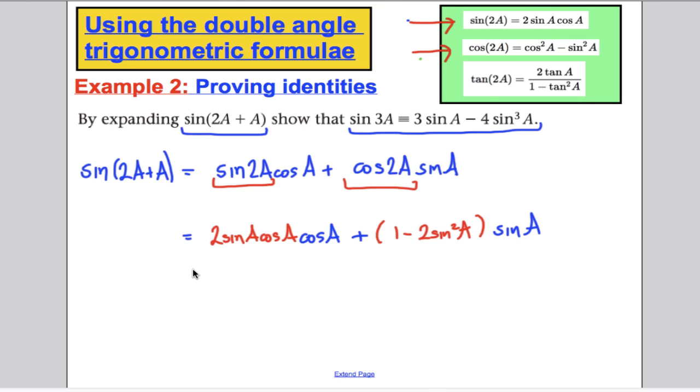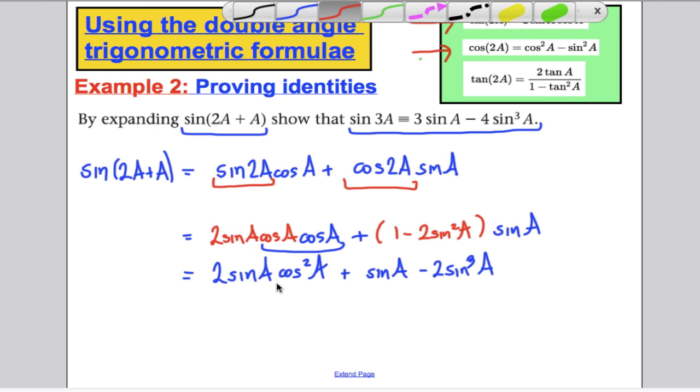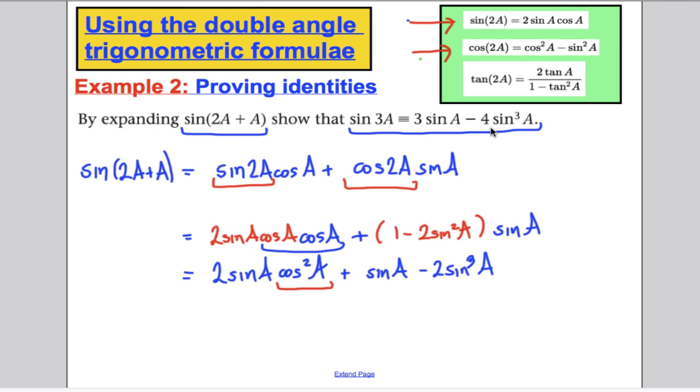Now it's time to expand out. We would use 2 sine a, and we've got cos squared a here. This times this would give me cos squared a, and then here we would have plus sine a minus 2 sine cubed of a. Now we're looking fairly good. The only thing that's causing us a bit of issues is this here. We don't want cos squareds in our final answer, we want all in terms of sines. So we're going to substitute this for 1 minus sine squared. So this would be 2 sine a, 1 minus sine squared a, plus sine a minus 2 sine cubed a.